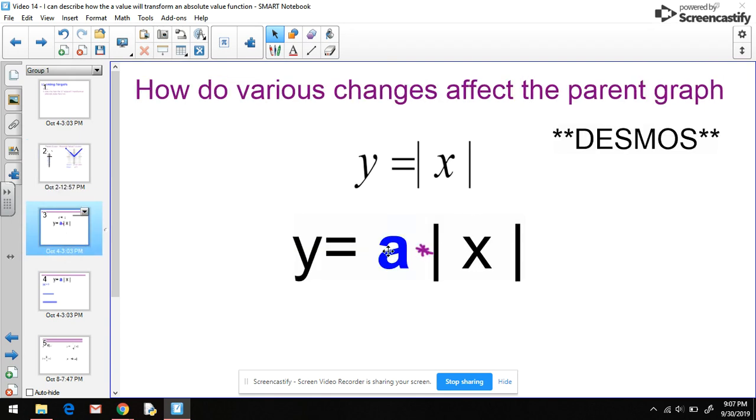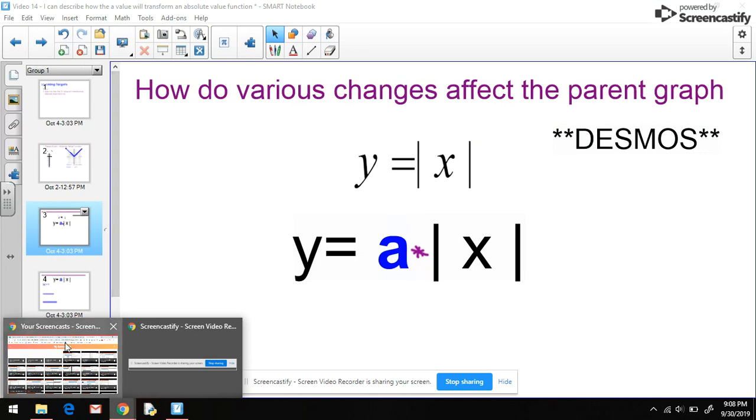Now, what we're going to look at today is what happens when we multiply this absolute value of x by a number. So here I have a value of a. Notice I have my multiplication symbol in there to remember that something smushed up right next to the absolute value is multiplication. But what we're going to do is experiment, and see what happens as I change this a value on my graph.